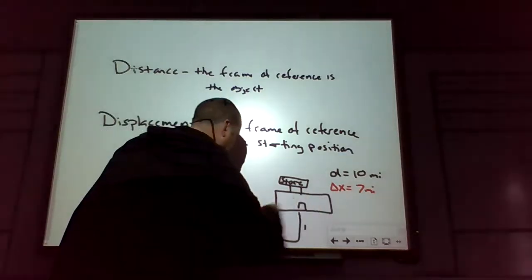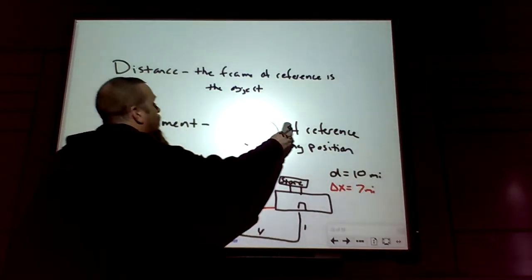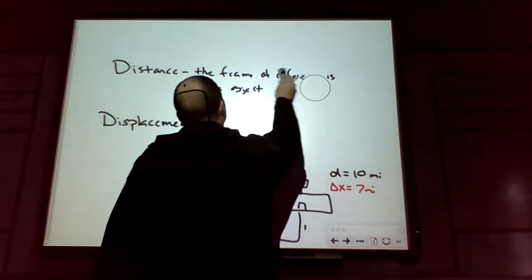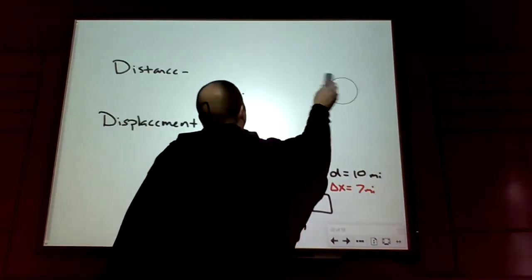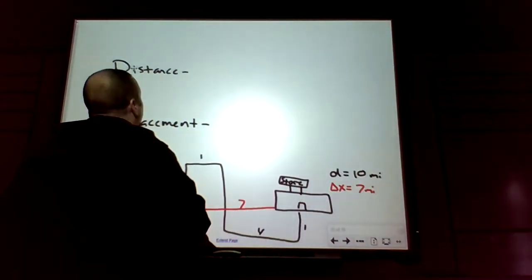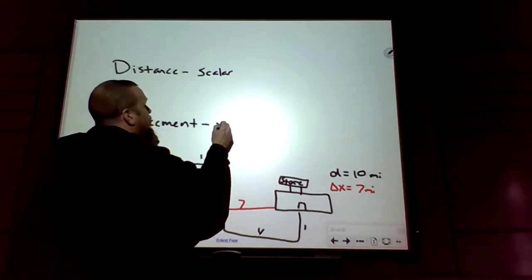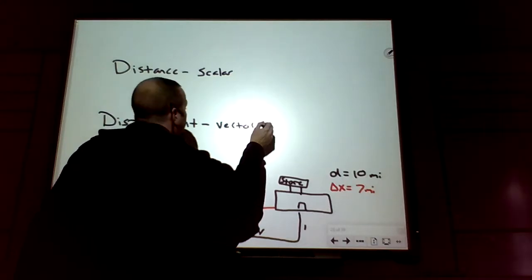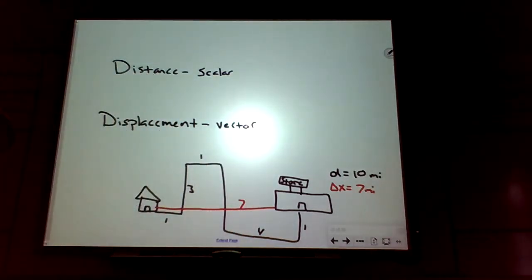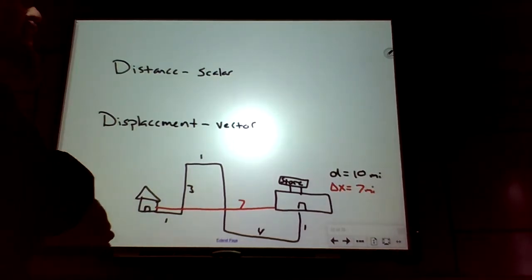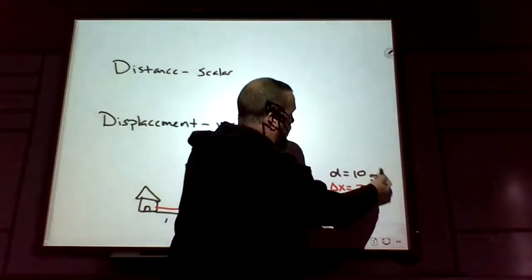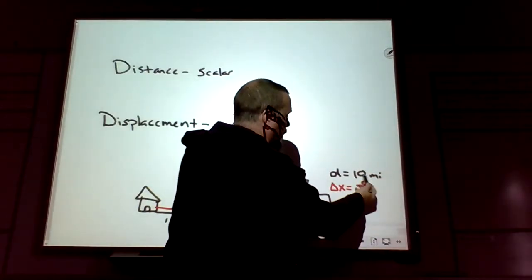Now, we're really not done with this because the second thing that we need to know about distance and displacement is that distance is a scalar quantity and displacement is a vector quantity. Now, scalar quantities have only magnitude. That is a number and a unit. As we see here, 10 miles. This is the magnitude of my motion. It's the number and the unit.